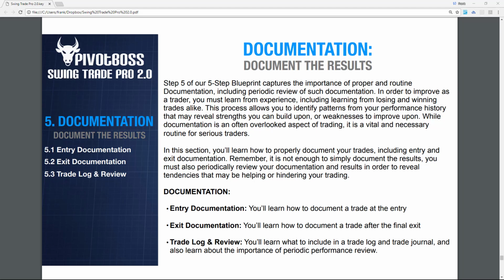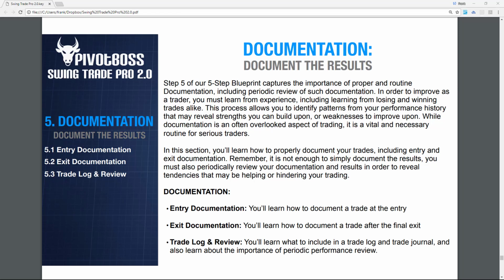In this section, you'll learn how to properly document your trades, including entry and exit documentation. Remember, it is not enough to simply document the results. You must also periodically review your documentation and results in order to reveal tendencies that may be helping or hindering your trading. So we will be talking about 3 different sections.